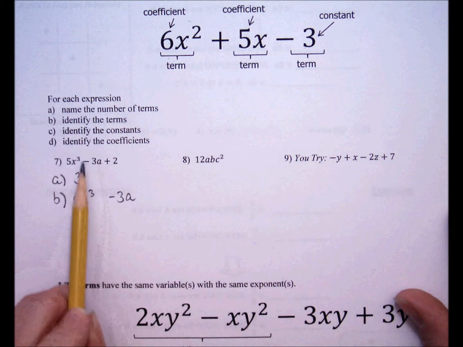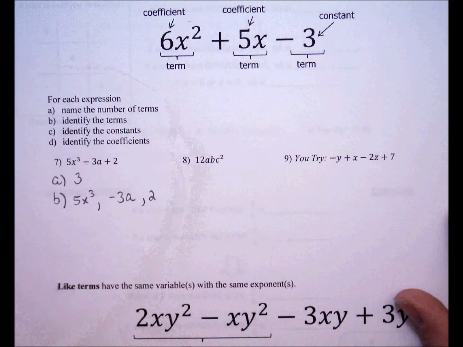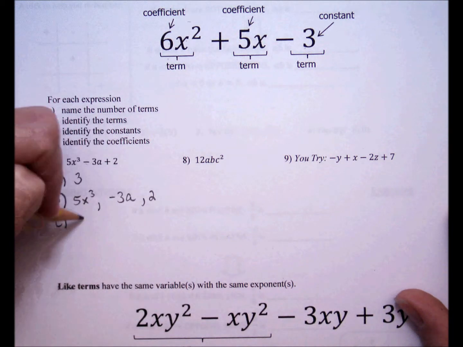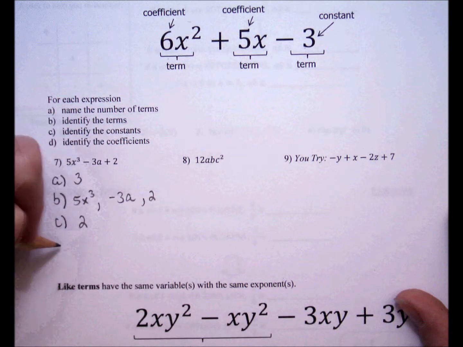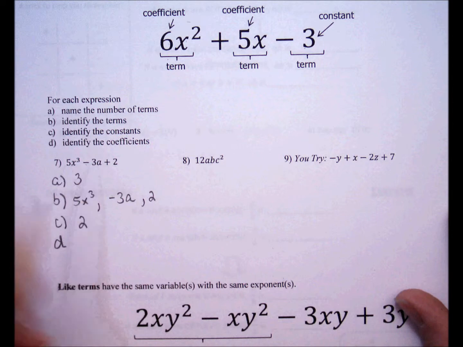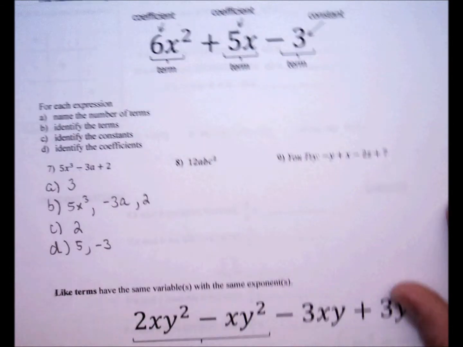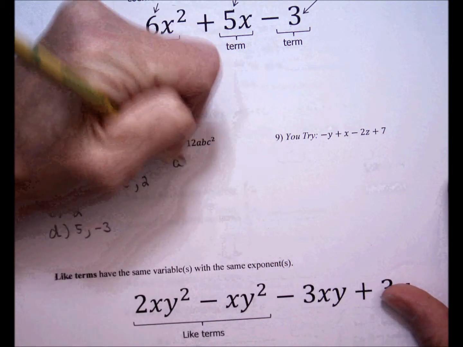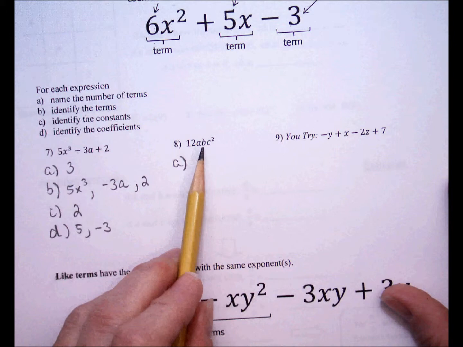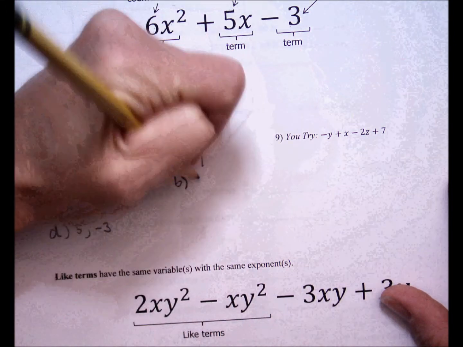Name the number of terms. That's part A. So I see 3 terms. Identify the terms. Well, 5x cubed. Negative 3a. This negative is always part of the term that it's in front of. And then 2. Identify the constants. Well, only one of them is a constant. That would be 2. And identify the coefficients. That would be 5 and negative 3.